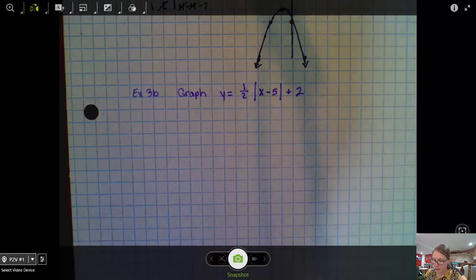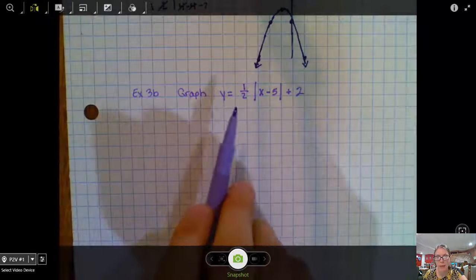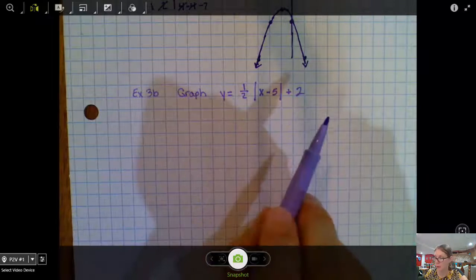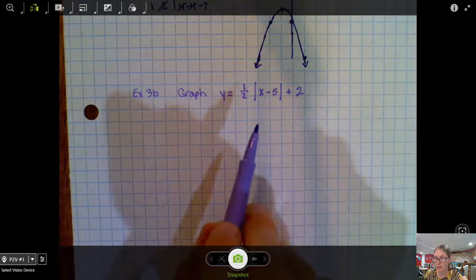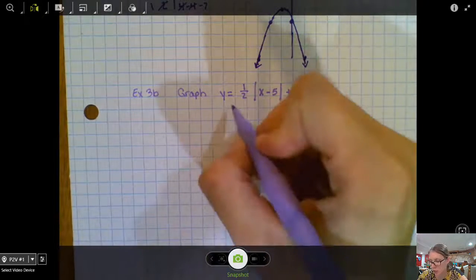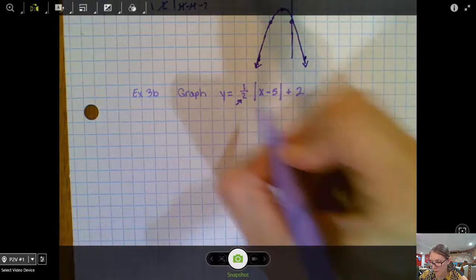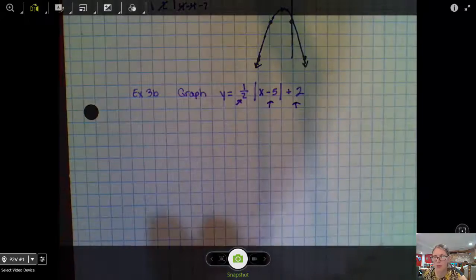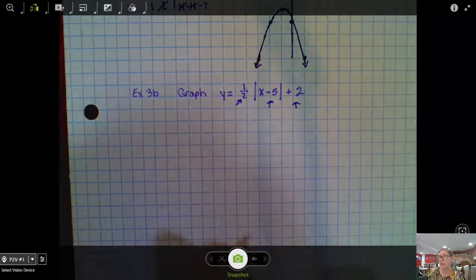In our B example here, graphing y equals 1/2 times the absolute value of x minus 5 plus 2. Again, 3 different transformations here. Let's break down first and see what our transformations are doing. So this 1/2 does something, our minus 5, and the plus 2. Each of those is a transformation in some way.